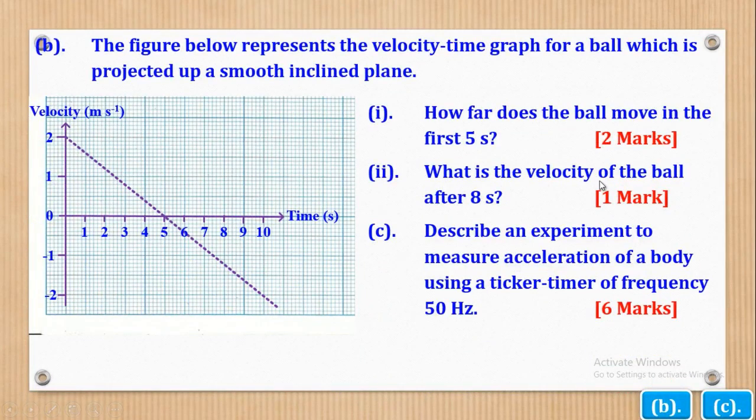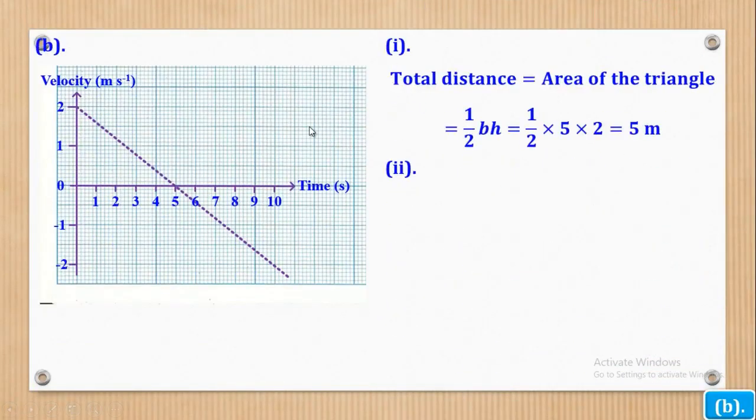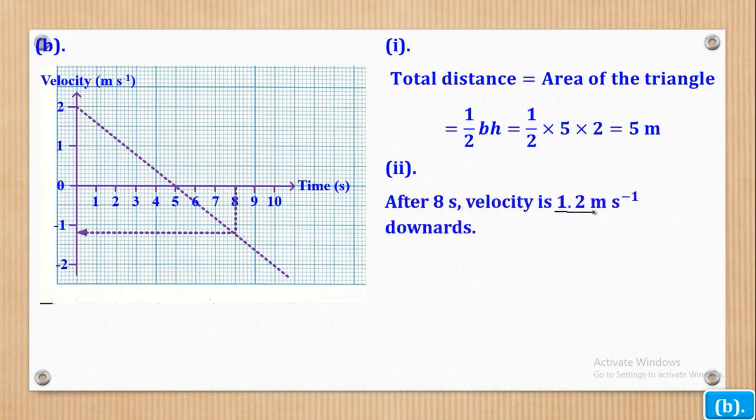Roman 2 says, what is the velocity of the ball after 8 seconds? So there we shall look at the 8 seconds, then draw a vertical line to reach the line, then take a horizontal line this side and read off that value. So when you do that, we shall come up with that. Therefore, you conclude that the velocity will be 1.2 meters per second downwards. Downwards because it is negative. So that is how marks will be awarded for this slide.